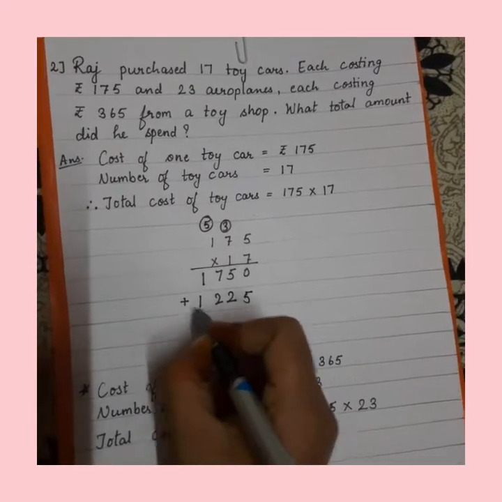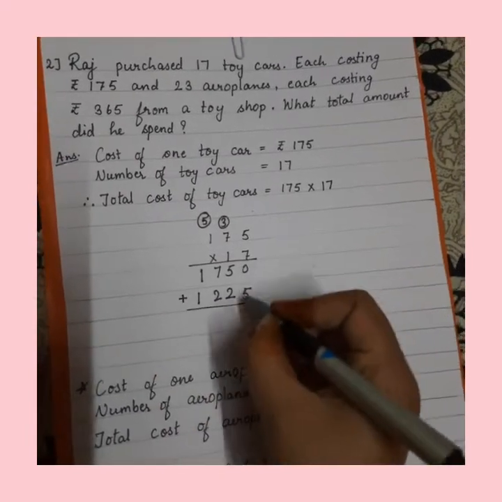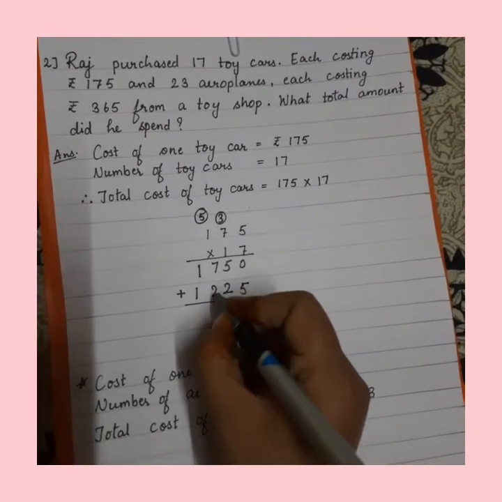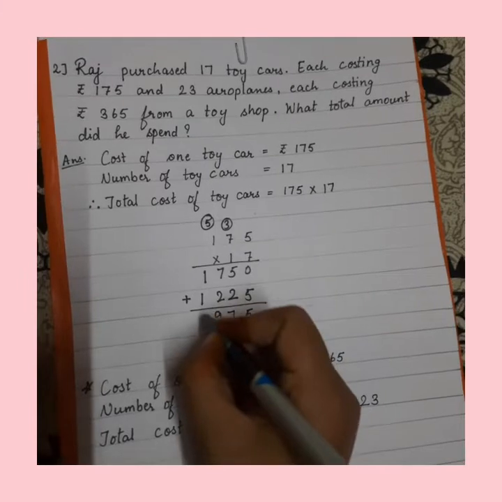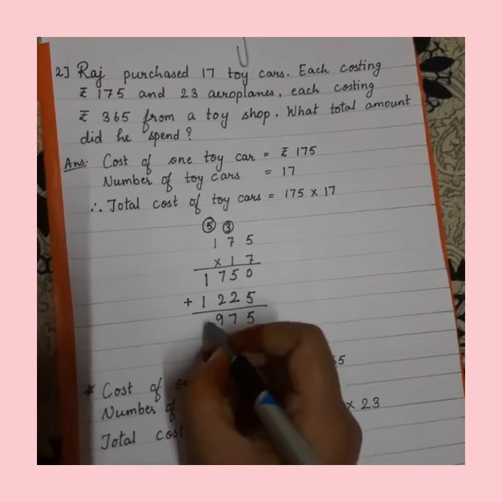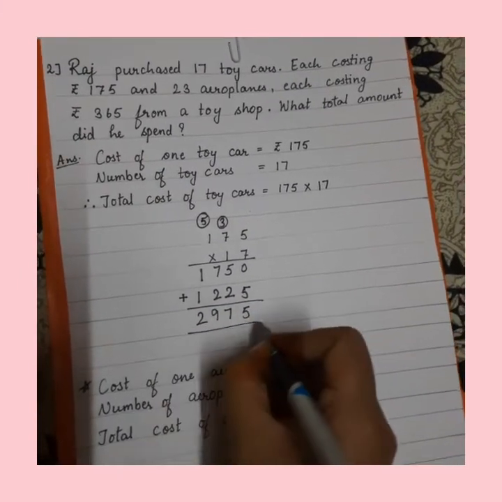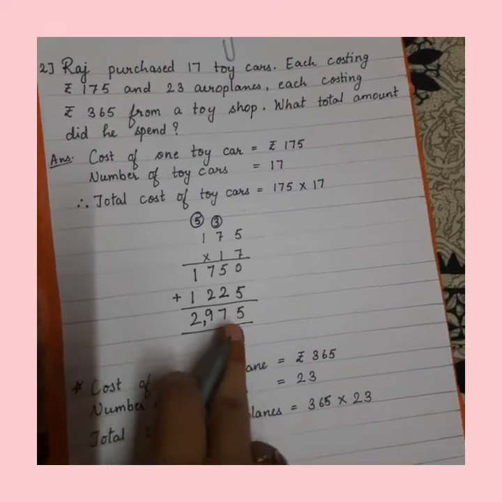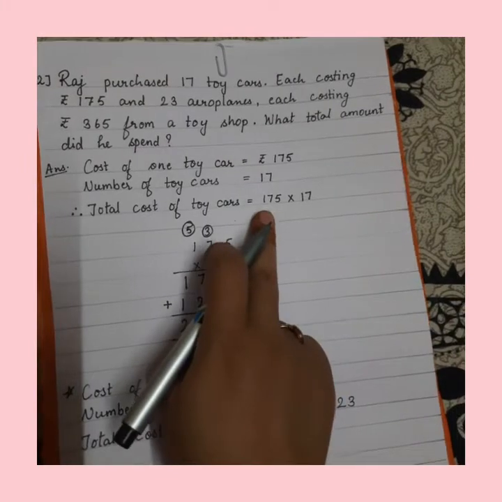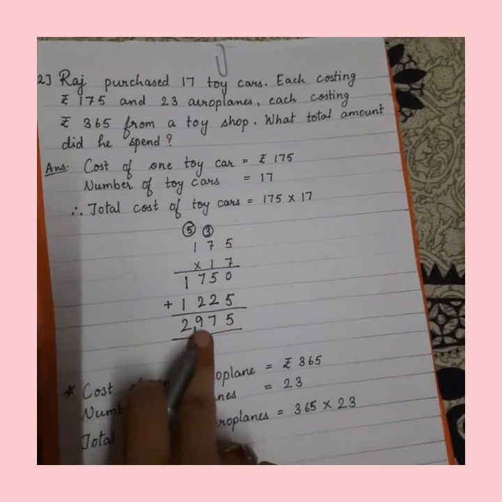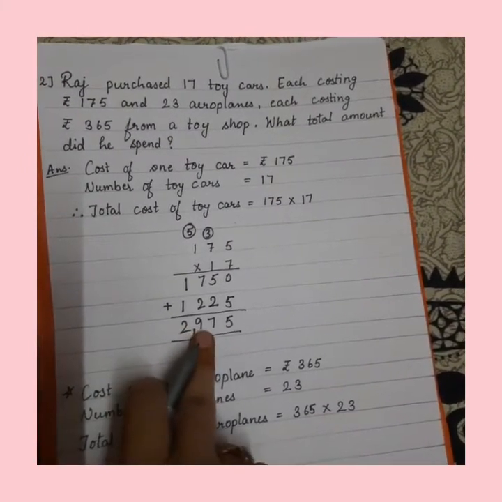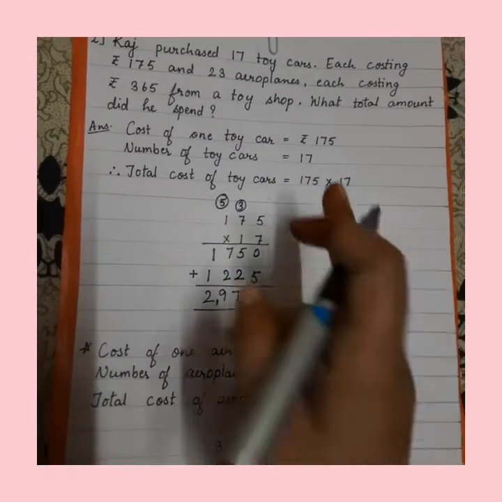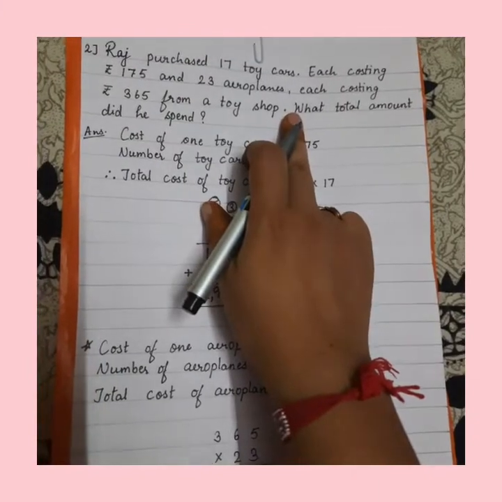Now I have to add all these things. So 0 plus 5 is 5. 5 plus 2 is 7. 7 plus 2, 9. 1 plus 1 is 2. So your answer is 2975. That means total cost of all the cars is 2975. Now we have to go for the next toy, that is aeroplane.